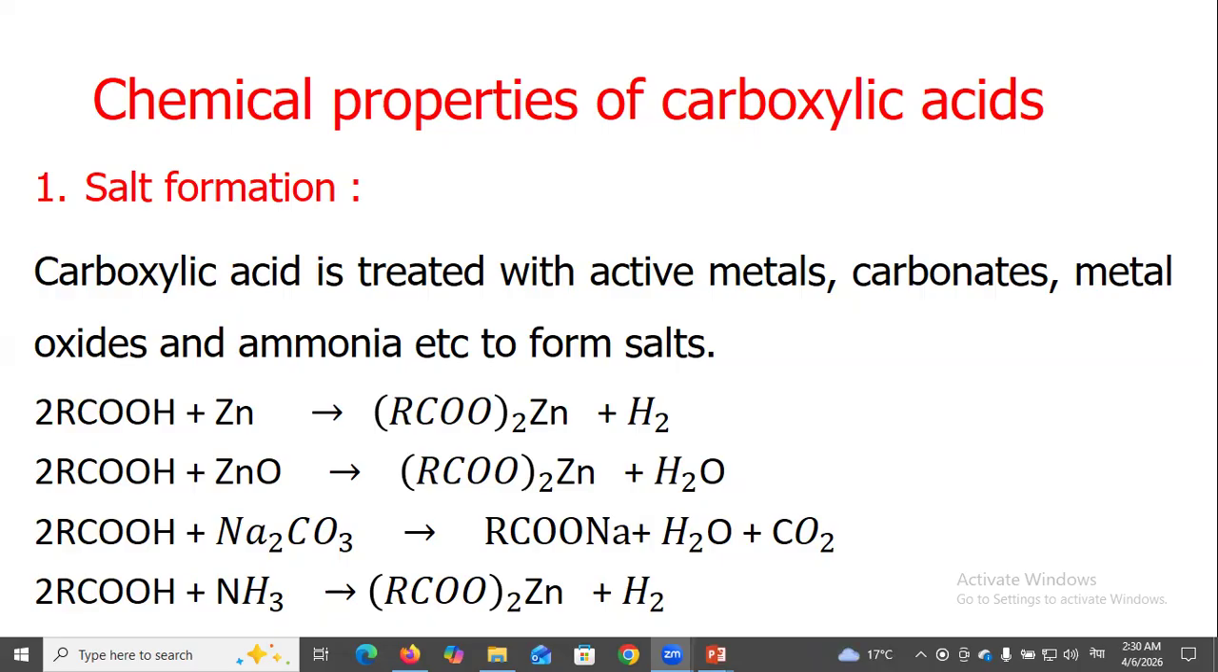When carboxylic acids react with zinc, zinc oxide, sodium carbonate, and also ammonia gas, they produce salts.